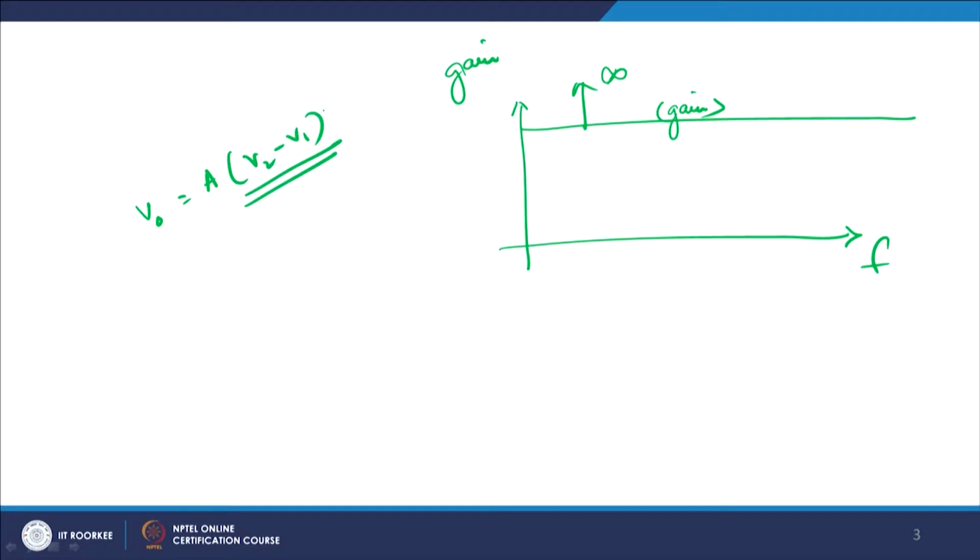The difference between the two signals gets amplified by a large value, which is infinitely large in the ideal case, and therefore this will be infinitely large, but we will see that it does not work. It will never be infinity, it will have some value associated with it. And can you tell me why it will not be infinity? Can you think about it, why will it not be infinity?